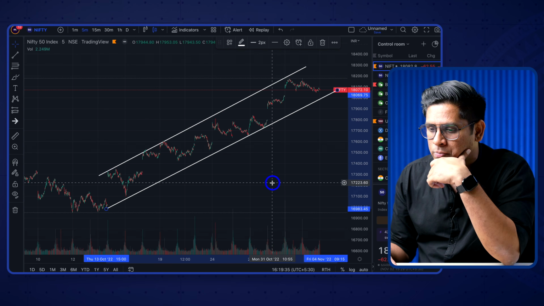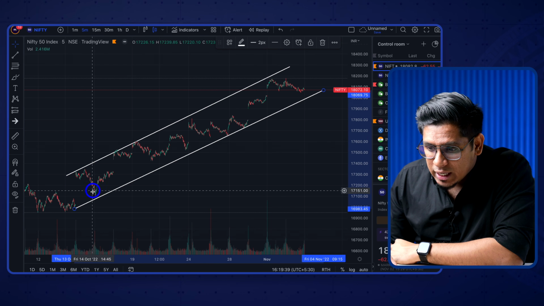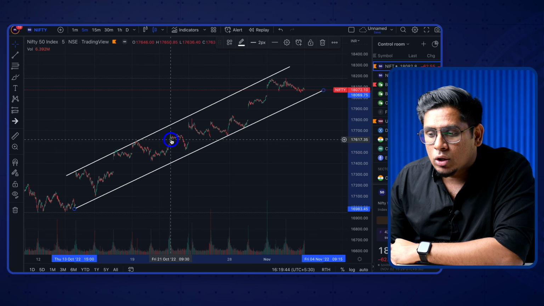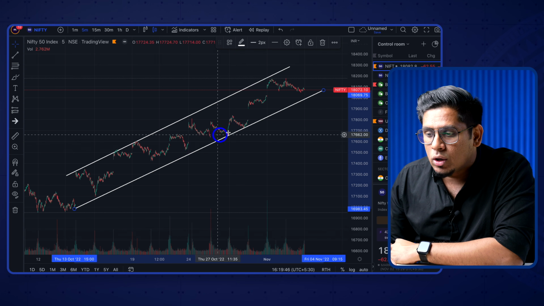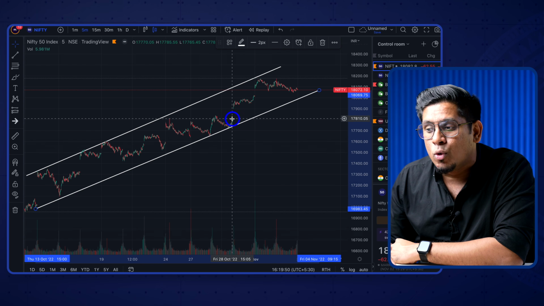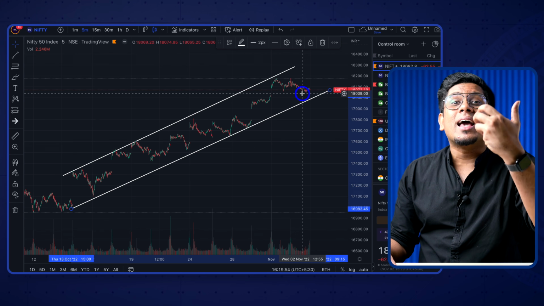Somehow like this I can draw. So here also, if you see, after drawing this line, what can I see? When Nifty came down to this line, then Nifty moved up again. This line is acting as a support. Here also Nifty came down to this line and moved up. Here also Nifty came down to this line and then moved up. Again it came down to this line and moved up. So this trend line that I have drawn has started acting as a support.